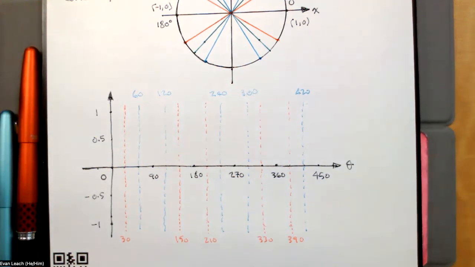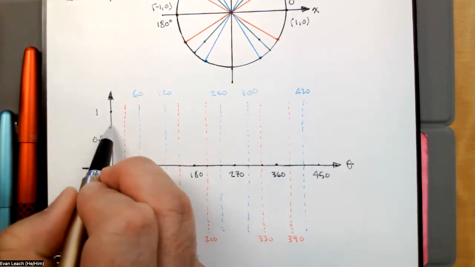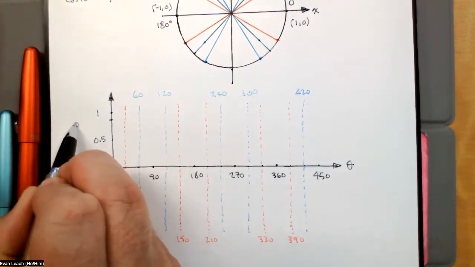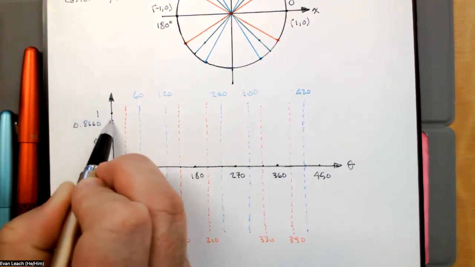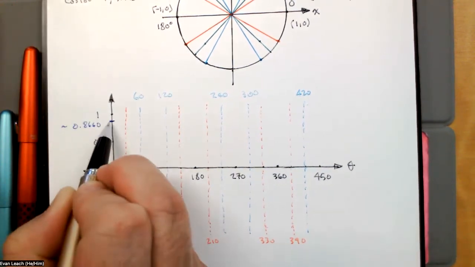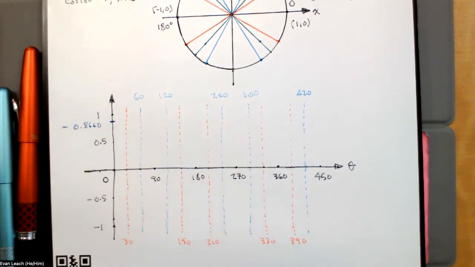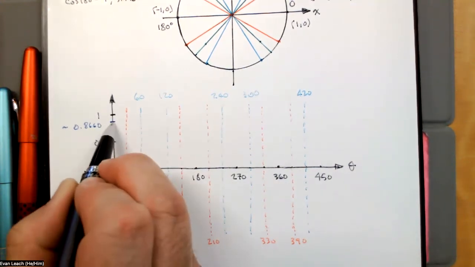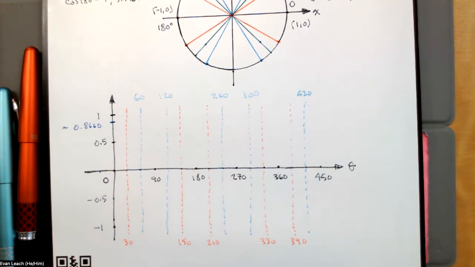So halfway up would be 0.75. Halfway between 0.75 and 1.00 is 0.875. So I'll cut that in half to a 3/4, and then that's approximately 0.8660. Those are the marks that we're going to want vertically: 0.5, root 3 over 2, and 1, and 0, and the negatives of those as well.